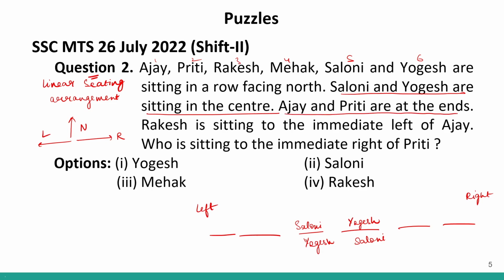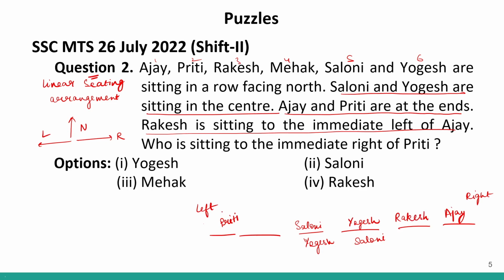Ajay and Preeti are at the ends. So we can have Ajay over here or Preeti over here, or similarly Ajay over here and Preeti over here, because they sit at the ends. Rakesh is sitting to the immediate left of Ajay. If Ajay is sitting over here, Rakesh has to sit immediate left and there is no position left. That means Ajay is not sitting over here. So Ajay will be sitting over here, and Rakesh is to the immediate left of Ajay.